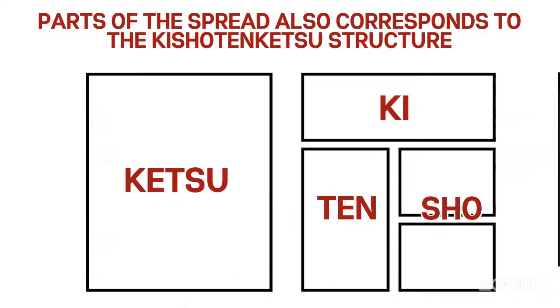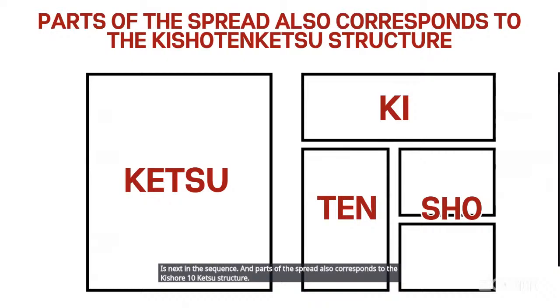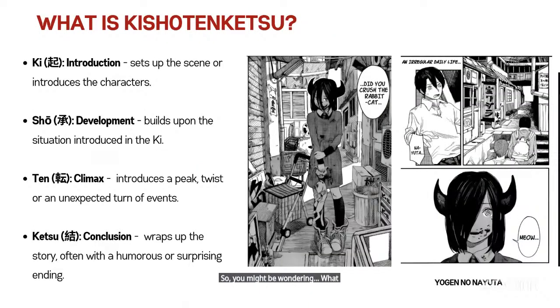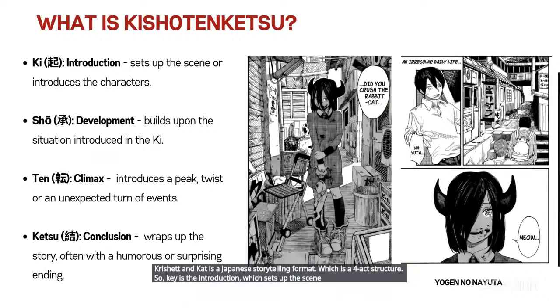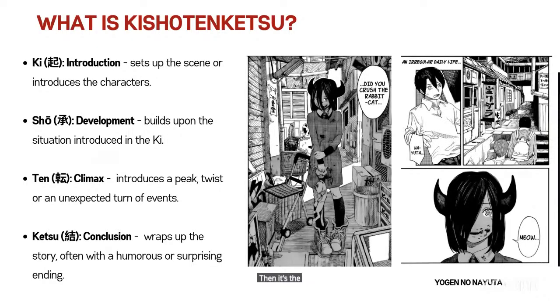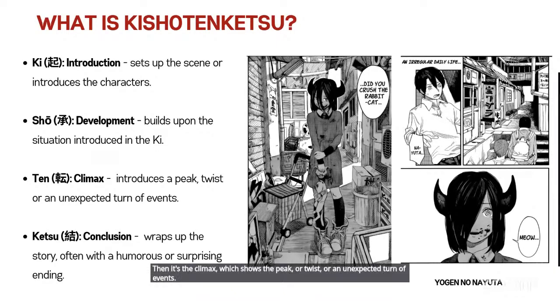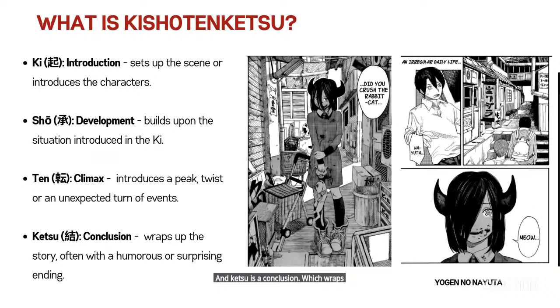And parts of the spread also correspond to the Kisho Tenketsu structure. So you might be wondering, what is Kisho Tenketsu? Kisho Tenketsu is a Japanese storytelling format, which is a four-act structure. Ki is the introduction, which sets up the scene and introduces the characters. Sho is the development, which builds upon the situation introduced in the Ki. Ten is the climax, which shows the peak or twist or an unexpected turn of events. And Ketsu is the conclusion, which wraps up the story, often with a humorous or surprising ending.